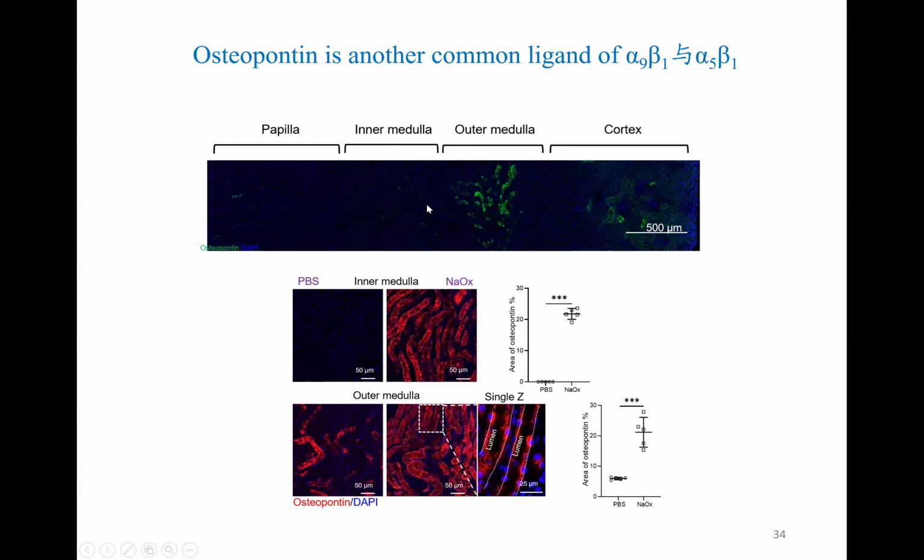Besides fibronectin, there is another common ligand for alpha-9 beta-1 and alpha-5 beta-1, which is osteopontin. In naive mice, osteopontin is only expressed in the outer medulla, but not in the inner medulla. Kidney stone formation by oxalate treatment could upregulate the osteopontin expression by tubular epithelium in both inner and outer medulla, especially on the epithelial cells.